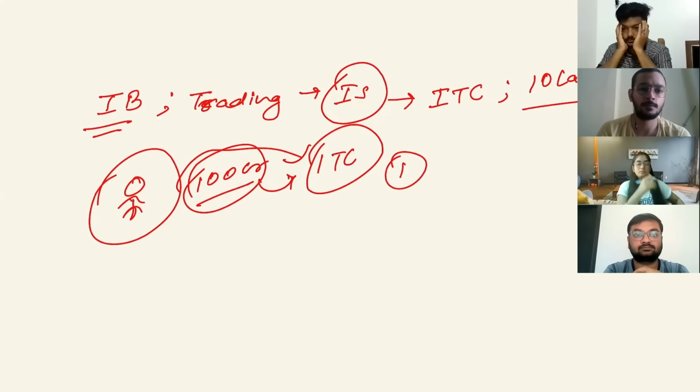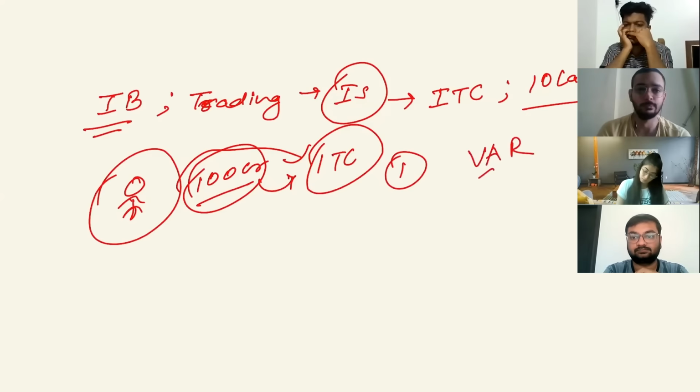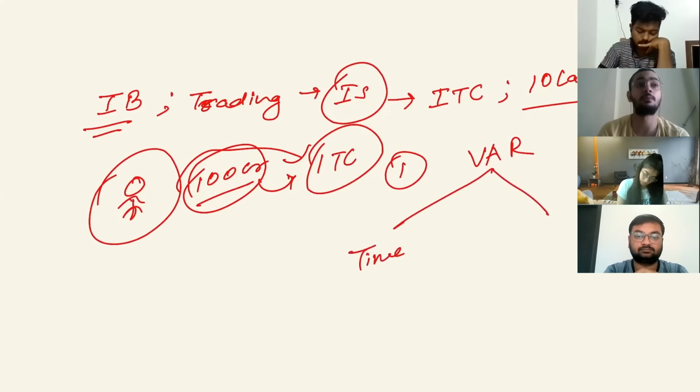Right? The time I started referring to this, that means I am introducing a concept of value at risk. Now, whenever I talk about VaR, it is always coming with two things. It comes with a time horizon and it comes with a confidence level.